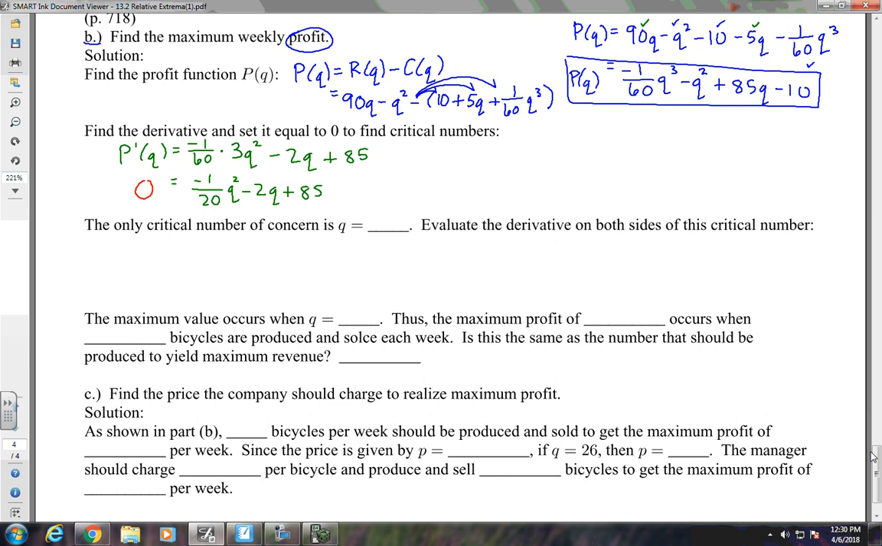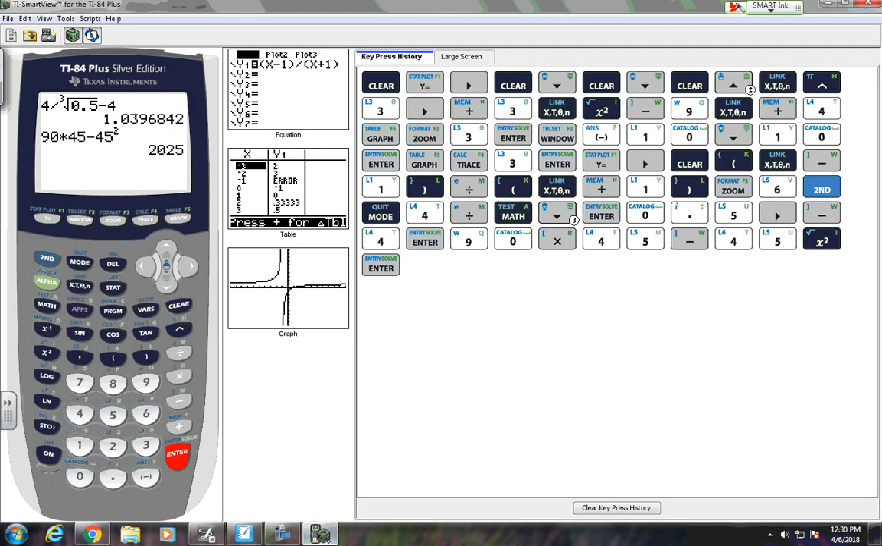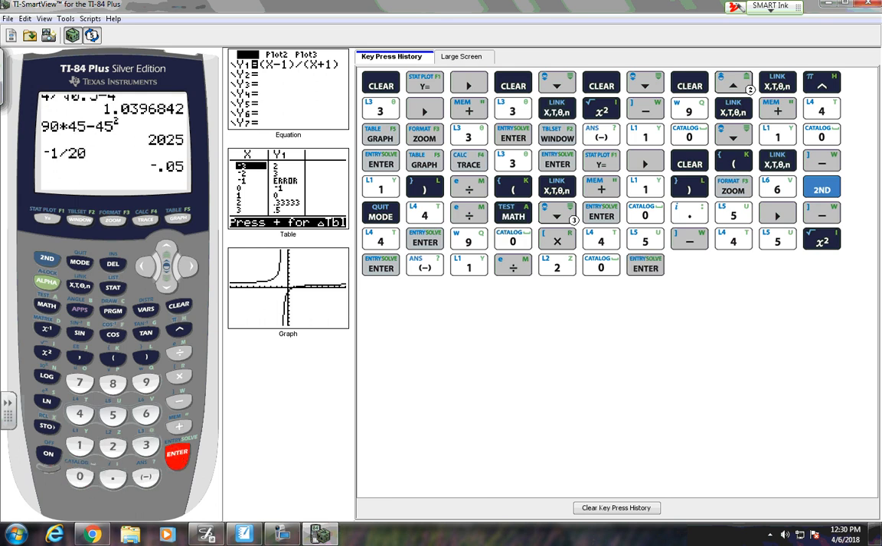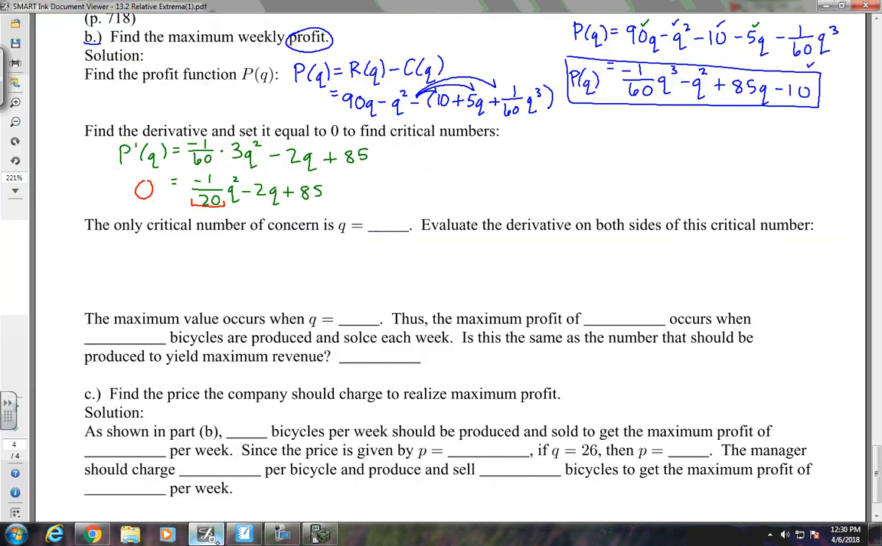Now, when we plug numbers into the quadratic formula, it might be easier to view this one as a decimal instead of a fraction. So notice that negative 1 divided by 20 has the decimal value negative 0.05. So I'm going to rewrite that as negative 0.05. Okay, so in our quadratic formula, A is negative 0.05, B is negative 2, and C is 85.